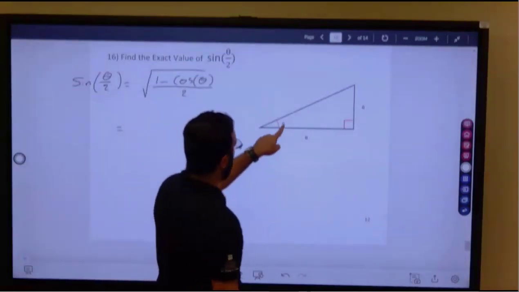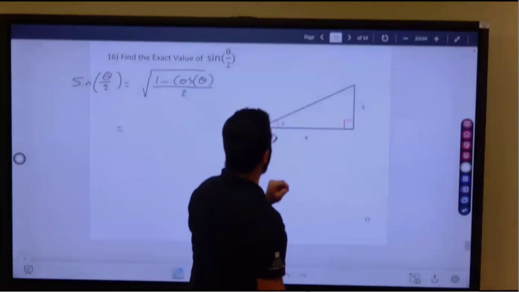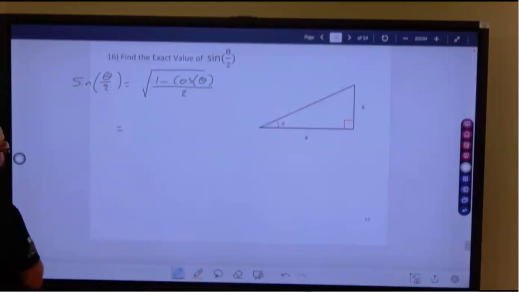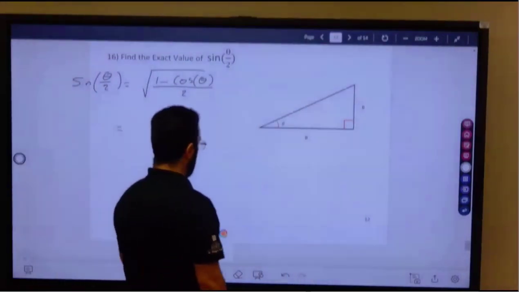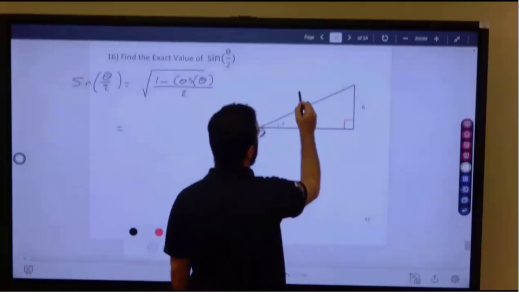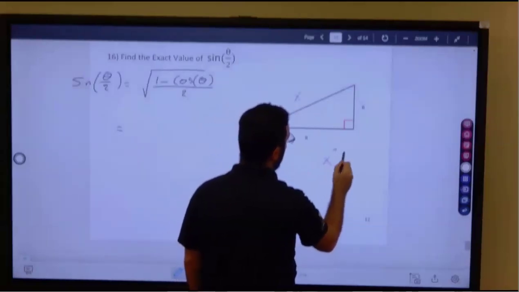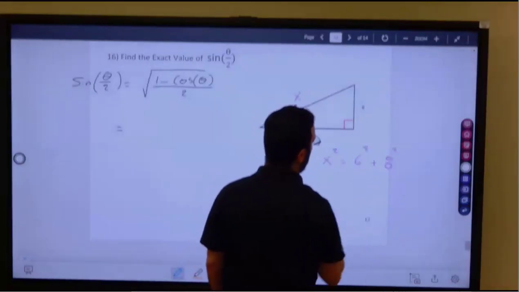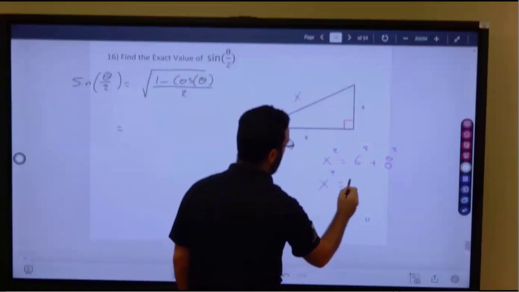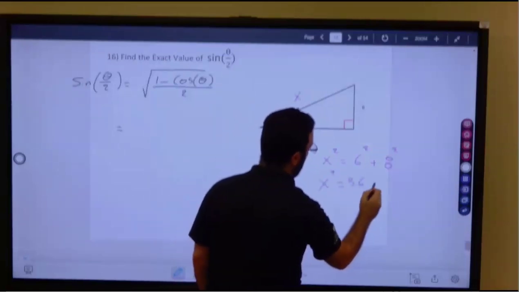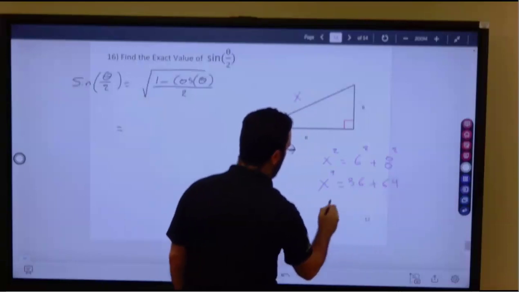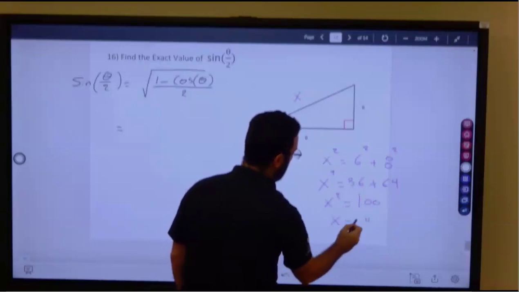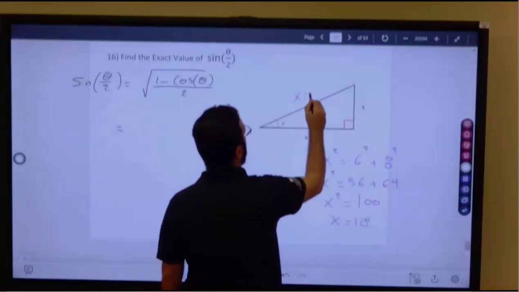Here is theta, we have the opposite and the adjacent edges, but there's no hypotenuse. That means in this case we don't have cosine theta defined, so we're going to use the Pythagorean theorem. Let's say this is x. That means x squared equals 6 squared plus 8 squared, so x squared is going to be equal to 36 plus 64. Take the square root of both sides, so x is going to equal 10.